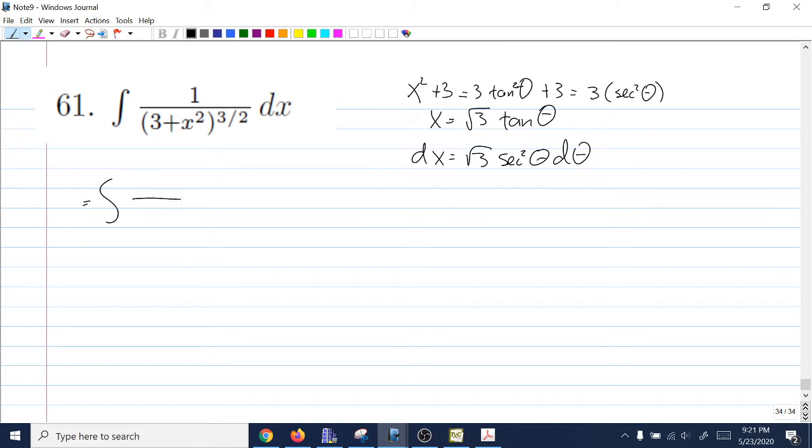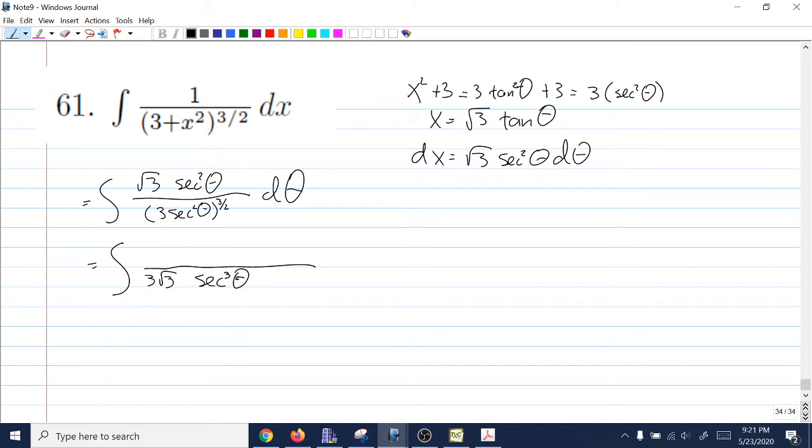This turns into the integral of 3 plus x squared, which is 3 secant squared, to the 3 halves. dx is root 3 secant squared theta d theta. Secant squared to the 3 halves is secant cubed. 3 to the 3 halves is 3 root 3. So I got 3 root 3 secant cubed theta, root 3 secant squared theta d theta. We're left with just 1 over secant, and 1 over secant is cosine. I got the integral of 1/3 cosine theta.